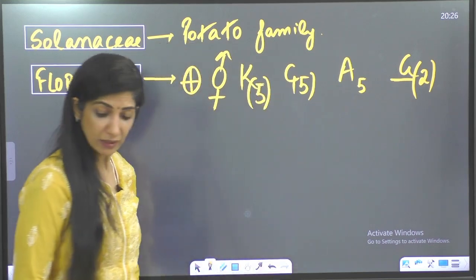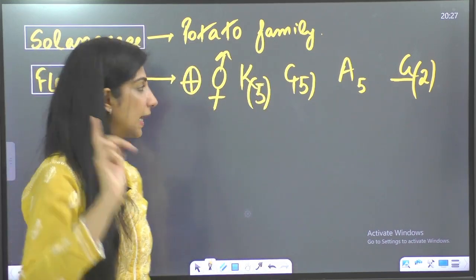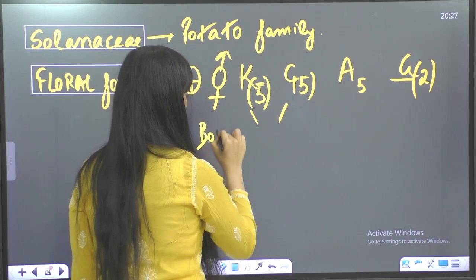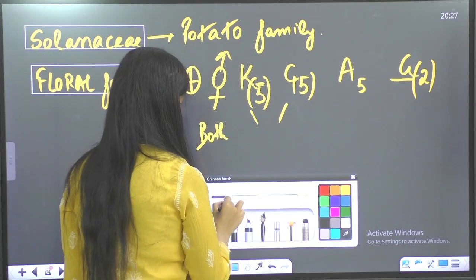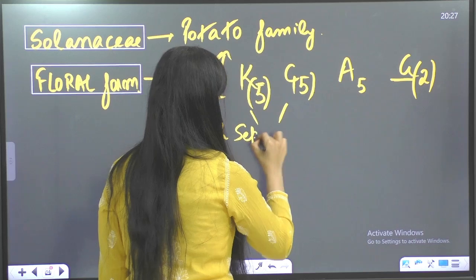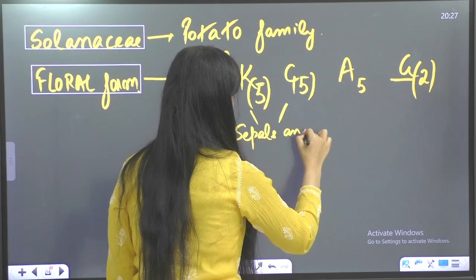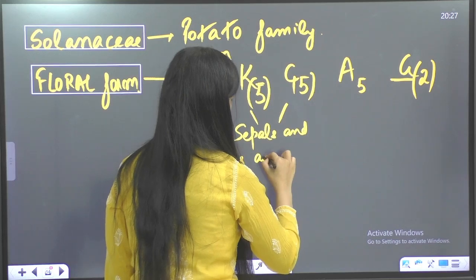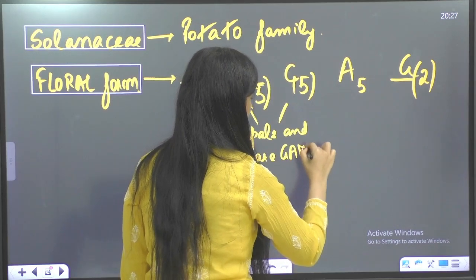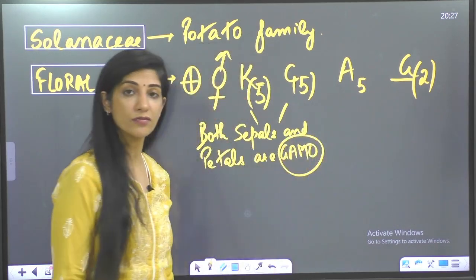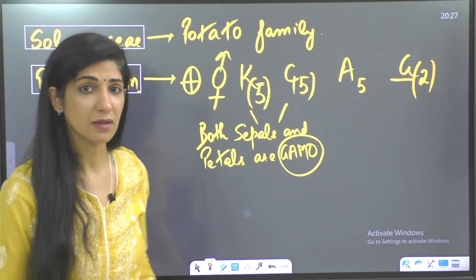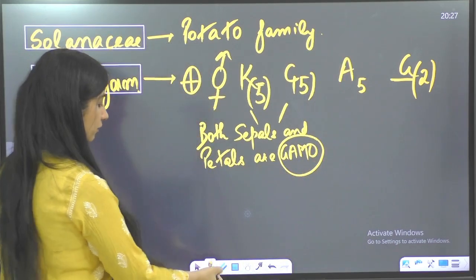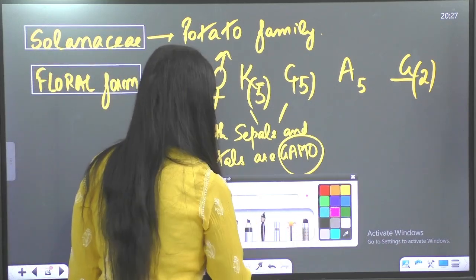Remember, both sepals and petals are gamo. Gamo means fused. You should be smart enough to decipher what gamo means. Now, people, where is the question here? What is happening? This is a previous year question.